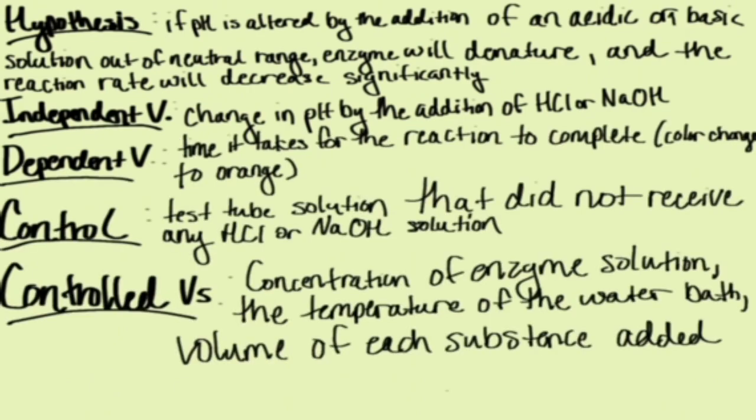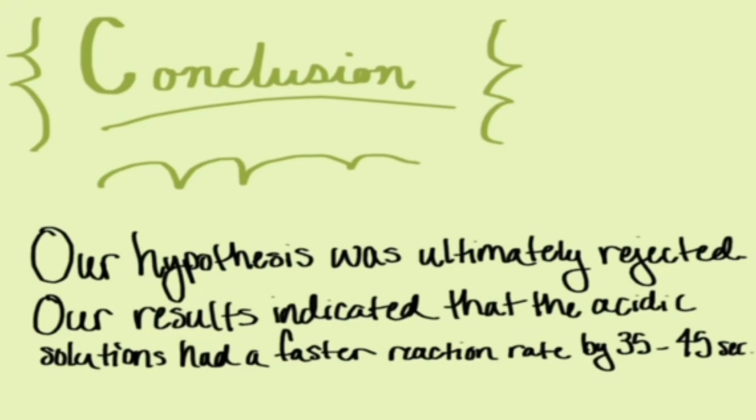The controlled variables include concentration of enzyme in solution, the temperature of the water bath, the volume of enzyme solution, the volume of substrate, and the volume of Benedict's solution. Conclusion. Our hypothesis was ultimately rejected. Our results indicated that the acidic solutions had a faster reaction rate by about 35 to 45 seconds.